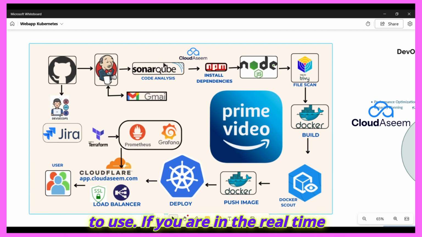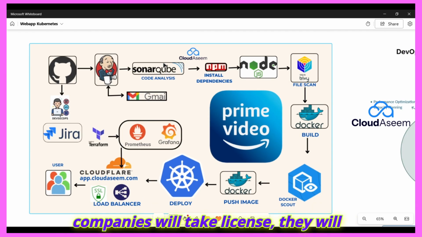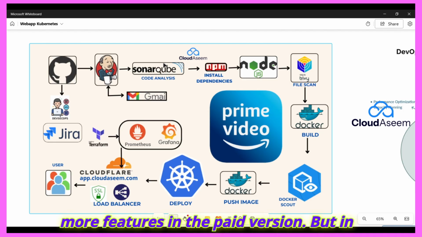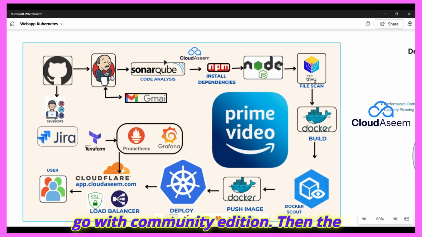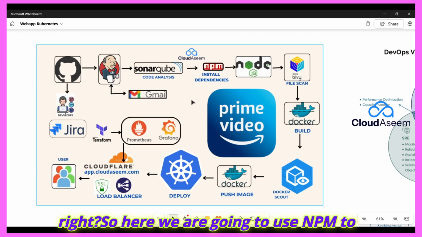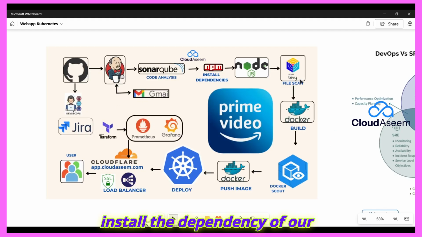If you are in a real-time scenario in an organization, they will go with the enterprise version because companies will take a license. They will have more advantages, like they will get more features in the paid version. But in our use case, we are going to go with the community edition. Then the project is written in Next.js and Node.js, so here we are going to use npm to install the dependencies of our application.